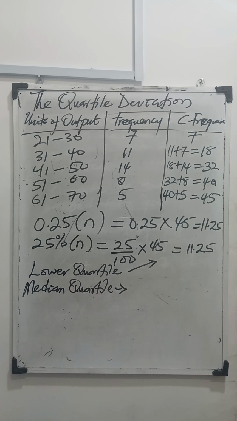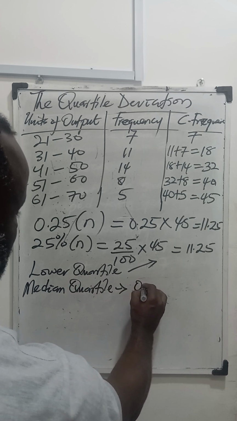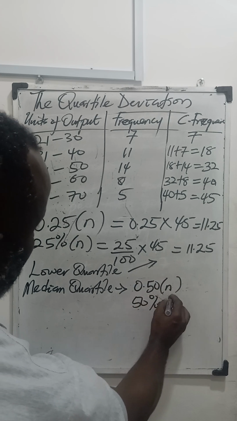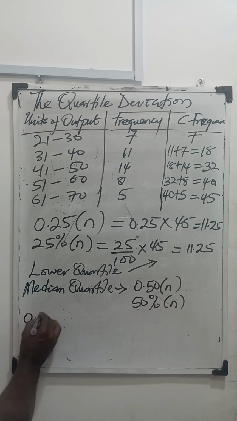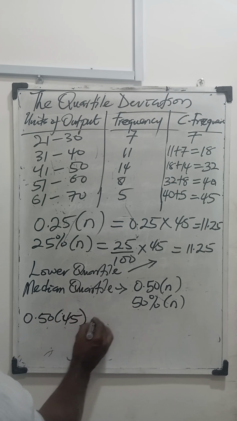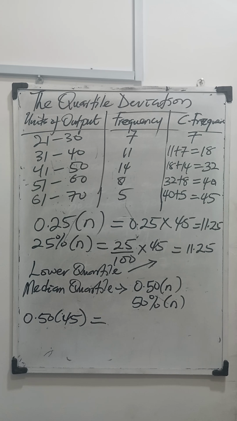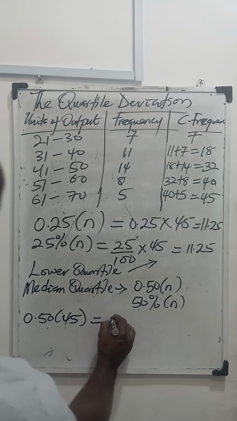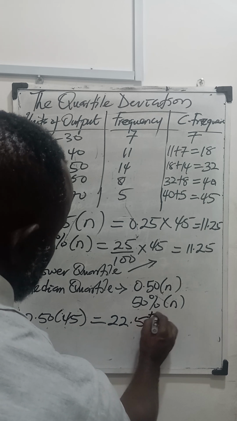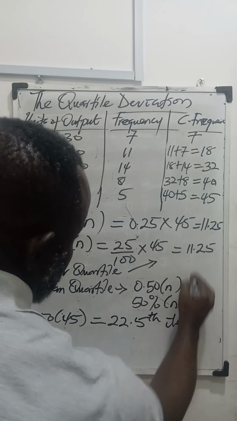For the median quartile, we are going to have 0.50 N, or you can say 50% N, where N stands for 45, which is the number of occurrences. So what you're going to have as a result is 0.5 times 45, which gives you 22.5. So it is the 22.5th item, precisely.